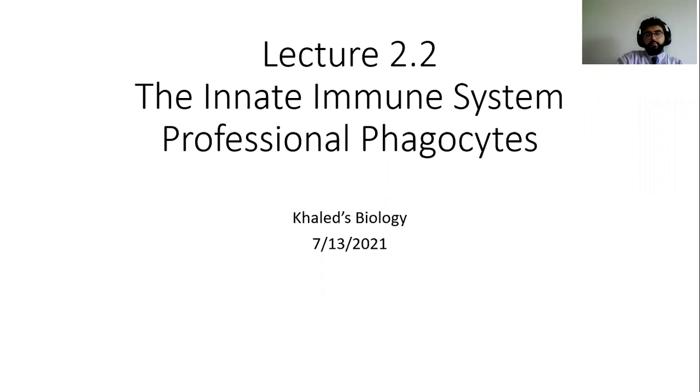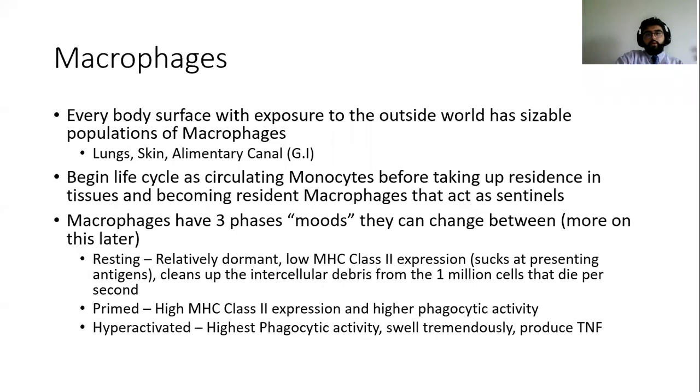Okay. So, what are the professional phagocytes? These cells do phagocytosis. They eat other things, right? And so a big example is the macrophage, which just means big eater. And even as far as cell size goes, it's relatively large if you look at it on a histological slide.